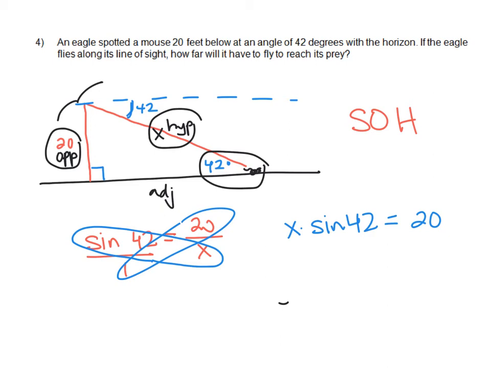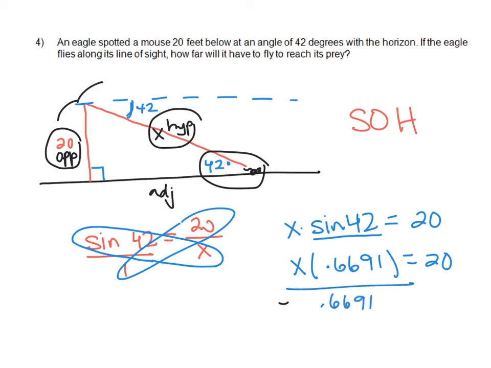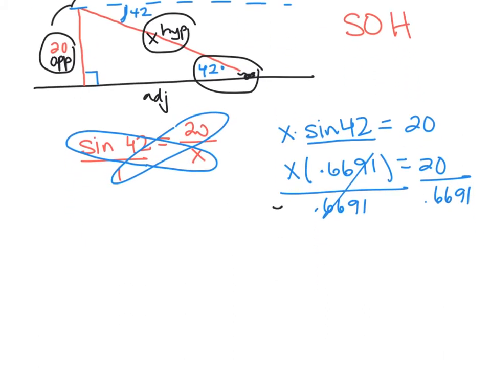And then now we're just going to use our calculator to figure out what the sine of 42 is. So it's X times the sine of 42 rounded to 4 decimal places, which is 0.6691, equals 20. And then we solve, we divide both sides by 0.6691, that cancels. So X equals, on your calculator you type in 20 divided by 0.6691 equals, we'll round to the nearest tenth, so 13.4. And then what are we talking, 13.4 feet.